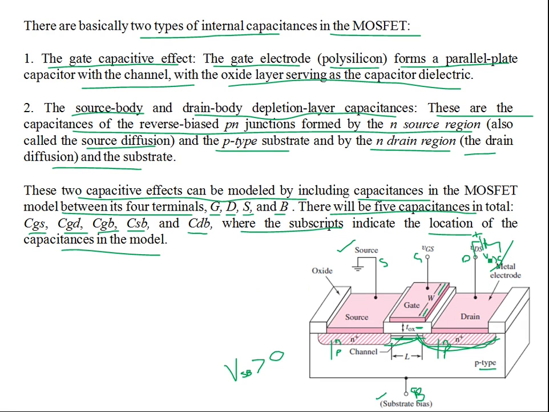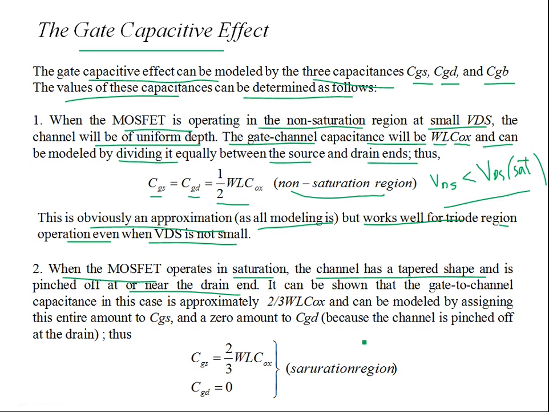As you go on increasing VDS, your depletion width is going to increase, because you're putting a positive charge over here. This is an n-doped region, so you're going to create a reverse bias at the drain, and the depletion region is going to increase. Therefore, it's going to pinch off the channel at the drain. As an effect of that, it can be shown that the gate to channel capacitance in this case is 2/3 of W L COX. That can be modeled by assigning the entire amount to CGS and 0 to CGD, because the channel is pinched off at the drain.